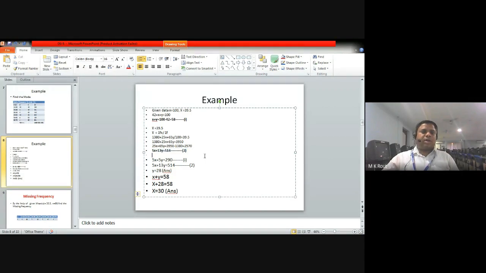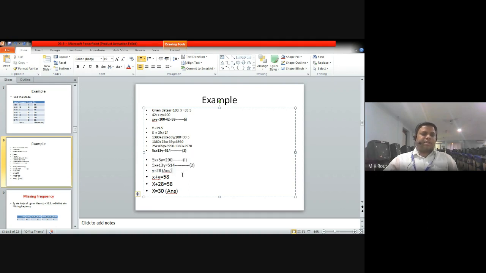Then we proceed to simplify. The first equation is x plus y equals 58. I multiply by 5: 5x plus 5y equals 58 into 5, that is 290. Now subtract this equation 1 from equation 2: 5x minus 5x cancels, 13y minus 5y is 8y, and 514 minus 290 is 224. If you simplify this, you get y equal to 28.